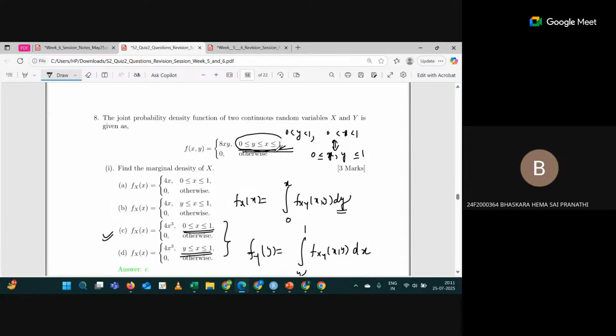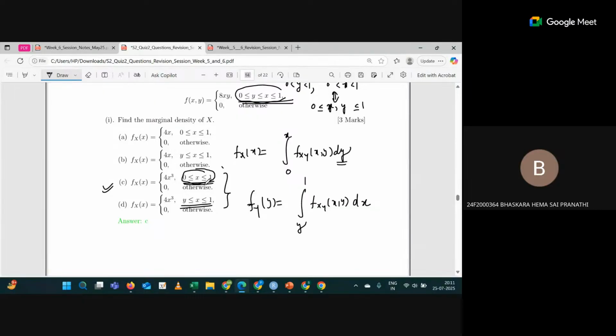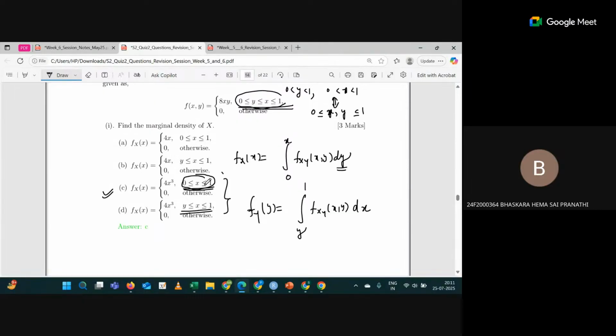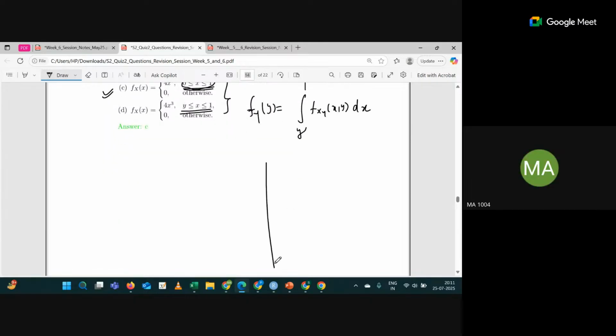Sir, a small doubt. Why are you not writing this x is y to 1? But we didn't take any value limits regarding x, sir. We took limits from 0 to x. So we have to write 0 less than or equal to y less than... One second.